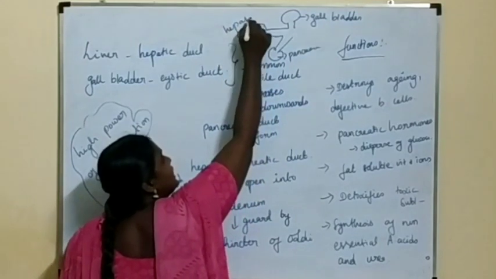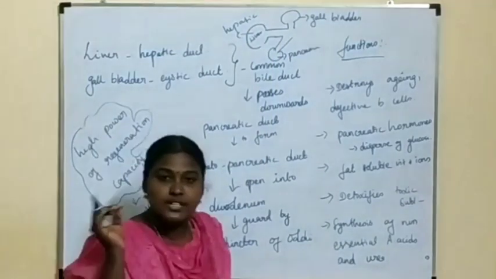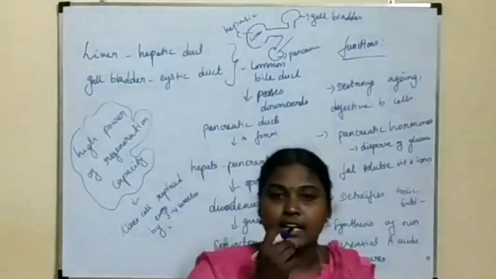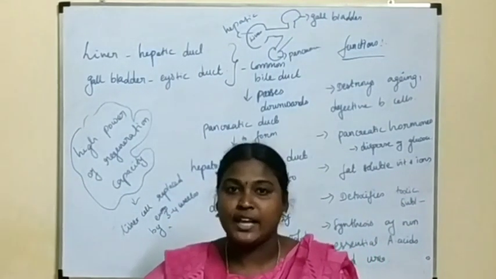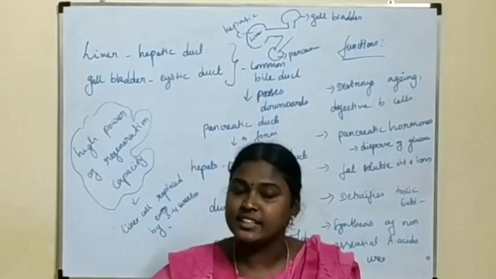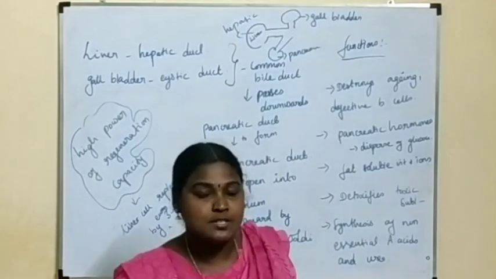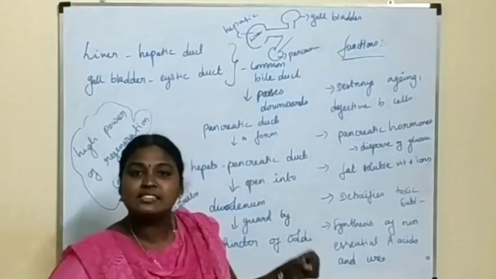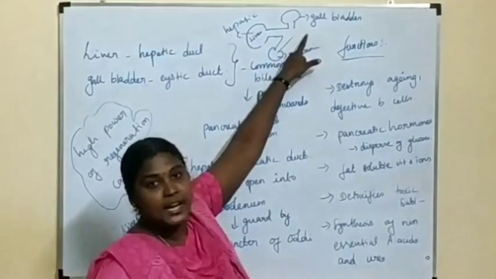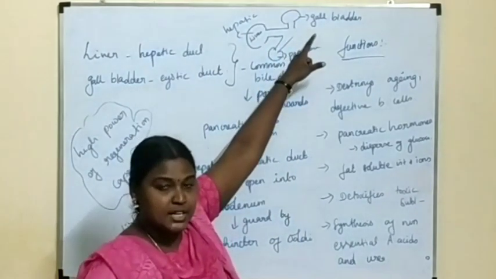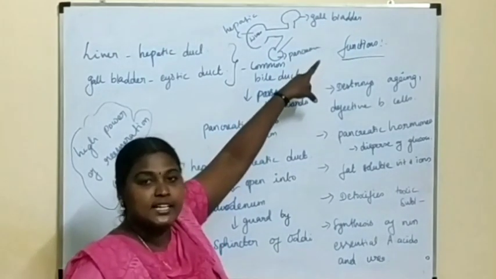What is the name of the duct present in the liver? What is the role of the duct? At the start of the class, I differentiated the endocrine gland and exocrine gland. The exocrine gland is the duct gland, and only then will it be responsible for the production of enzymes. So these are the ducts. The liver produces bile juice. The gallbladder cannot secrete, but it can store. The pancreas also secretes enzymes.